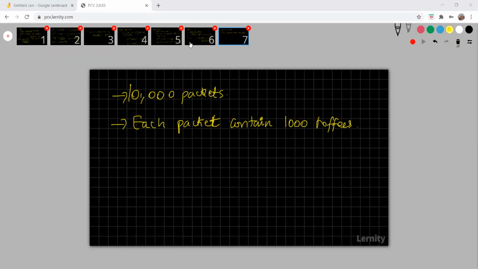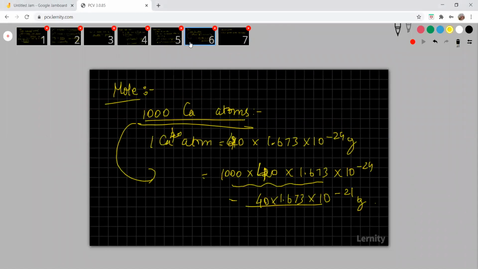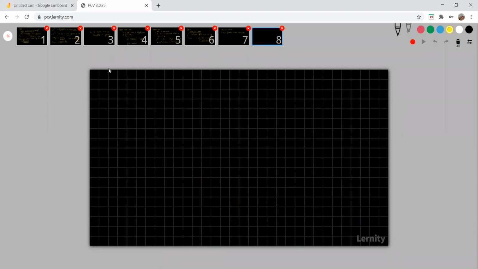Here also, I'm going to standardize the mass of atoms. I cannot calculate the mass of one atom or 10 atoms or even 10,000 atoms. Measuring the mass of 10,000 atoms in the laboratory is also difficult because it is very negligible. So I'm going to standardize the mass for some certain number of atoms. For example, let me take sodium. The mass of one sodium atom is 23 into 1.673 into 10 power minus 24 grams. Now I am just going to multiply it with some number of atoms.